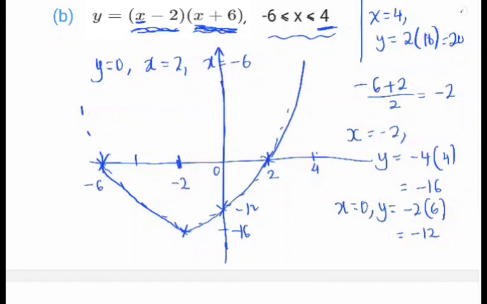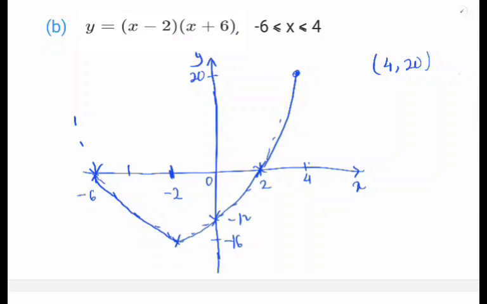So this is the y-axis and that is your x-axis. This is the value here. That means this coordinate is (4, 20). So what is the range? The smallest value here will be negative 16, and the highest value here is 20. This will be the range if the question asks you for a range.